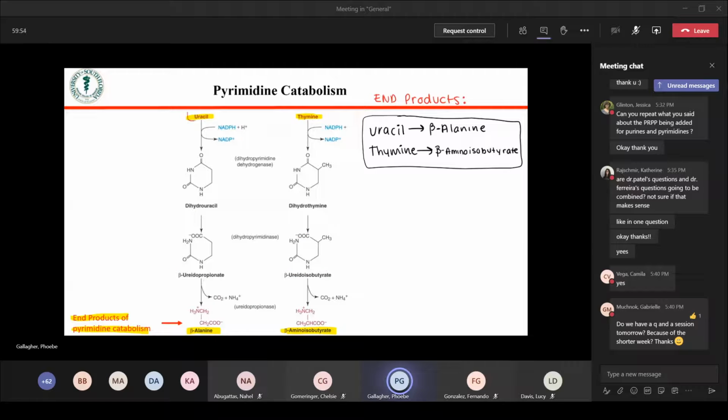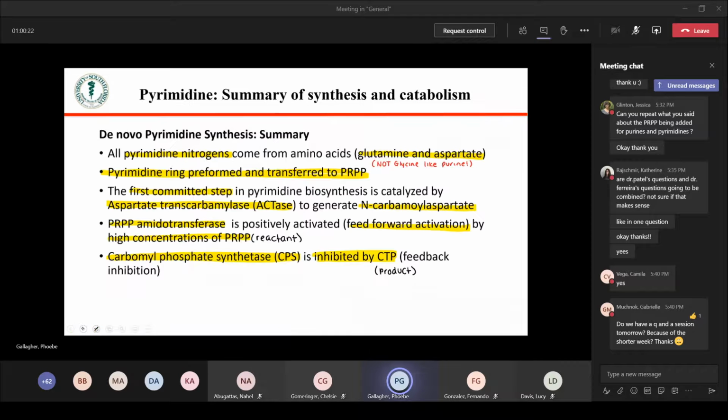Because then she wants you to understand that you go from uracil and thymine, and they break down into two final end products. So know these two end products as the end products of catabolism for pyrimidines. So you've got your beta-alanine and your beta-aminoisobutyrate. And she said not to worry about any of this, so I wouldn't worry about it. So just pretty much everything in this box is all you have to know for this. So this is just another summary like before. Make sure to read it because it's got the big points to it.